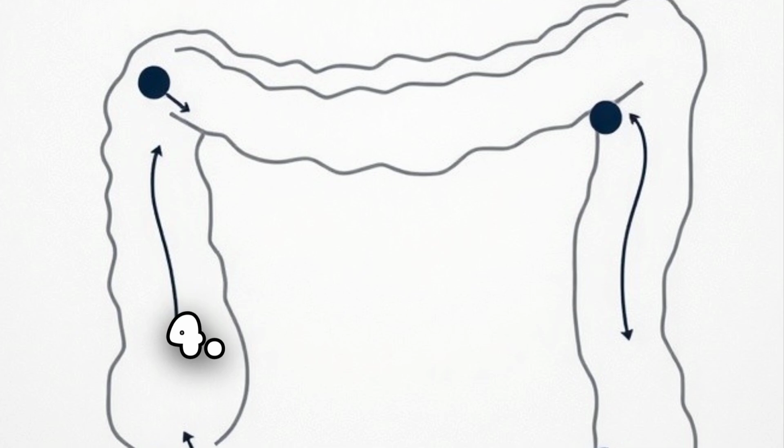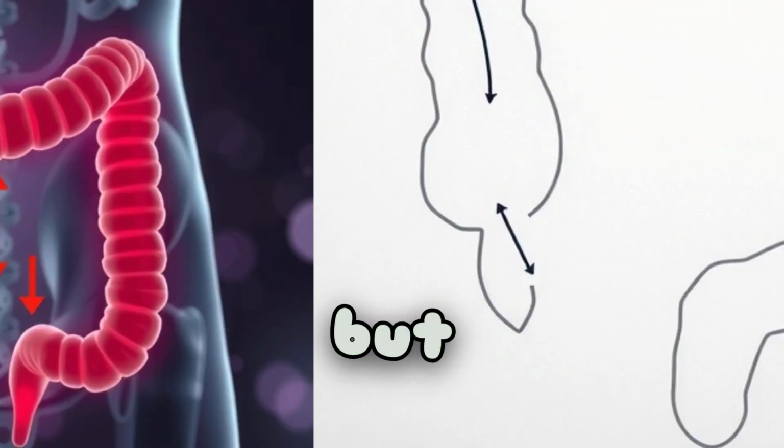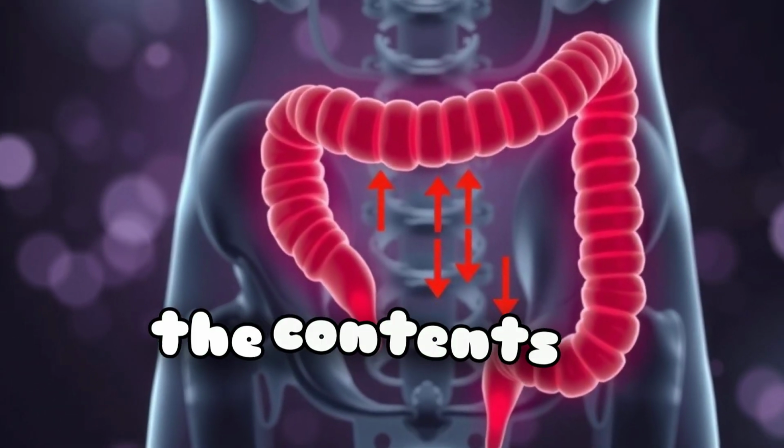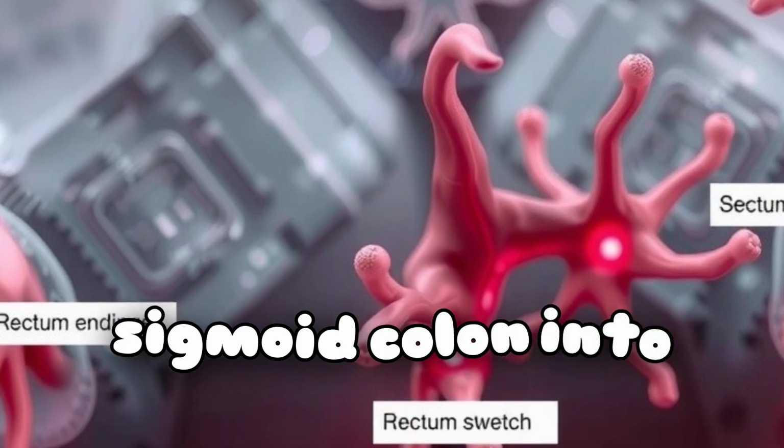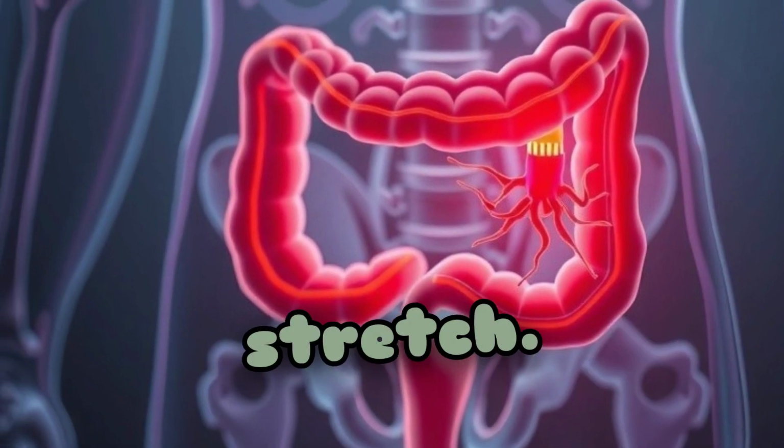4. Defecation. Usually the rectum is empty, but when a mass movement forces the contents of the sigmoid colon into the rectum, the nerve endings in its walls are stimulated by stretch.